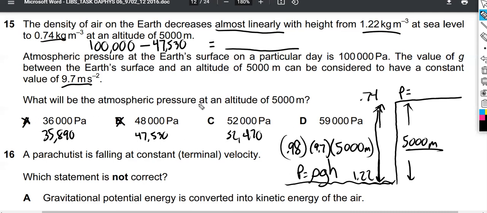Sort of double check, I reread the question. What will be the atmospheric pressure at an altitude of 5,000 meters? You kind of double check everything, feel pretty good about it. Like, nope, wasn't that one, it wasn't that one. Probably a way to calculate this one too. That's obviously incorrect. Maybe if you just used like the 1.22 instead of the 0.74 or something. But C is the correct answer, right?